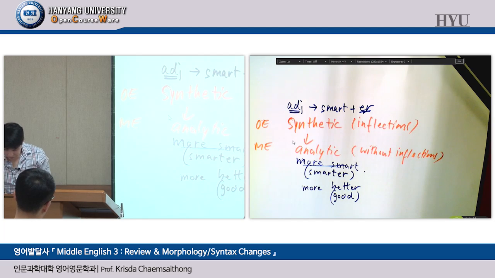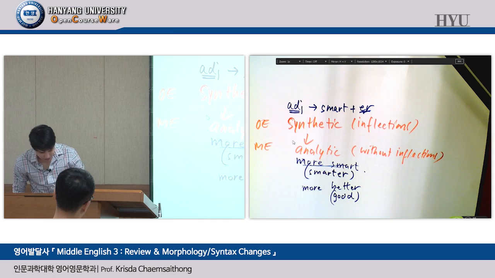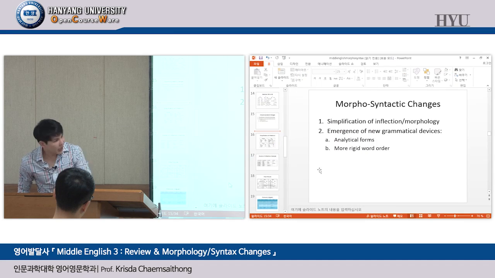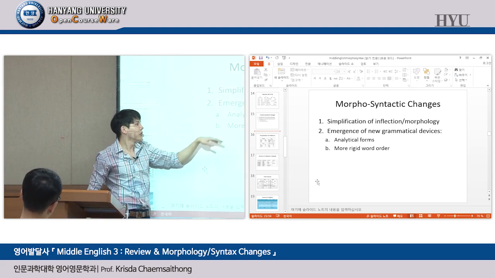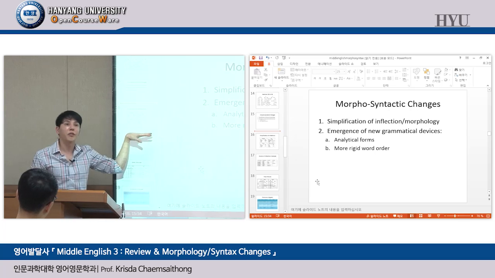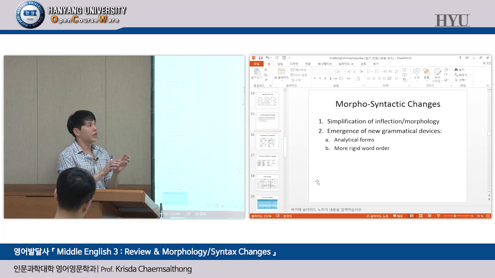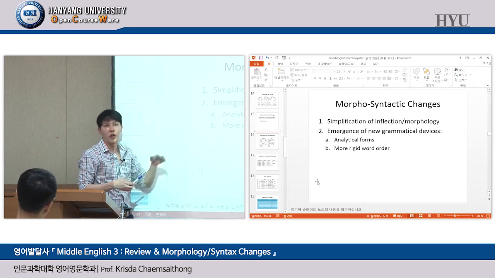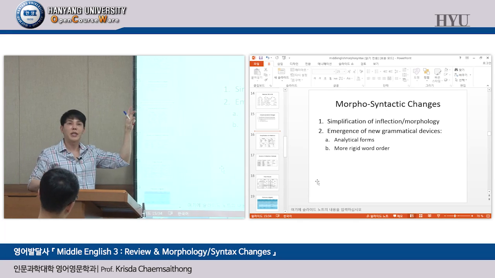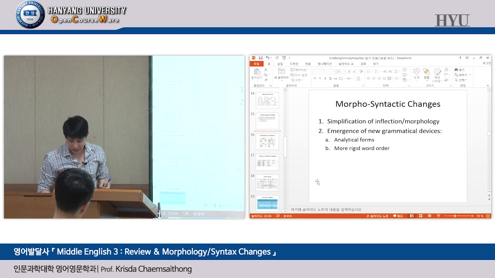Now, so we have two main things, right? Simplification of inflection and morphology, and emergence of new grammatical devices, including analytical forms and also more rigid word order. That's straightforward. In Old English, because of the endings, you don't have to care about where you put words, because the endings tell you whether it's a subject, object, dative, and so on. But without those inflections, you need to rely on word order. So what is presented first is the subject, what's presented after the verb is the object, okay?